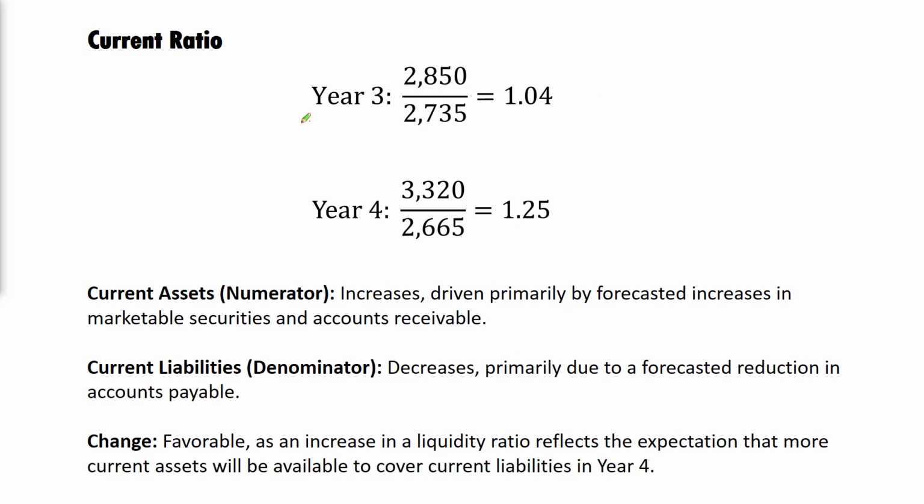Okay, so for each ratio that we're going to look at, we're going to show you the calculation for both year 3 and year 4. We're going to discuss what drove the change in each of those numbers. It's important to understand how things are impacted as we look at the financial statements on these different ratios. And then we're going to draw an overall conclusion, whether it was a favorable or an unfavorable change. Now bear in mind, each ratio that we look at provides one piece of a much larger puzzle.